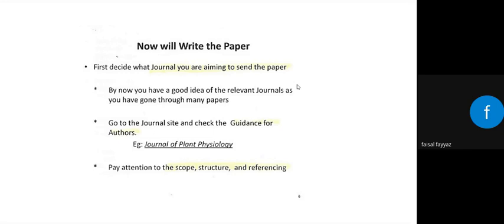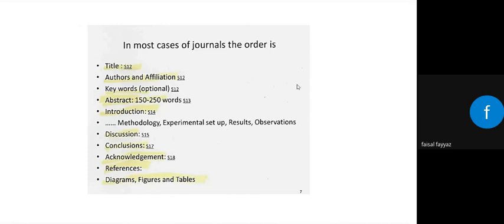Pay attention to the scope, structure, and references. This one is again a very important point. In most journals, the order is title, authors and affiliations, keywords, abstract, introduction, methodology, experimental setup, results, observations, discussion, conclusion, acknowledgement, references, diagrams, figures, and tables. This is a standard structure for any research article or paper of any journal, and every journal accepts this format.